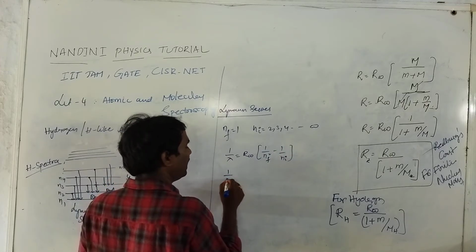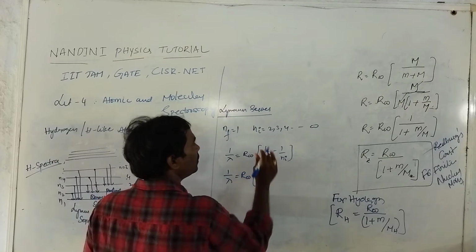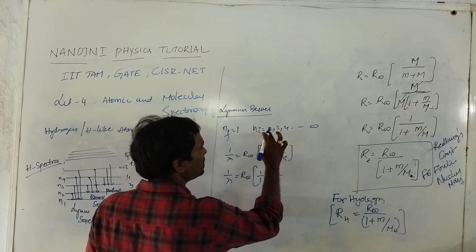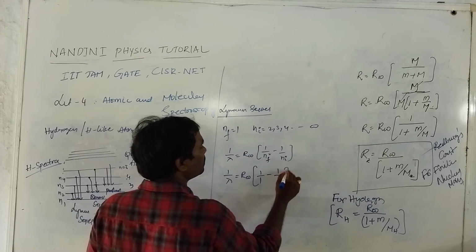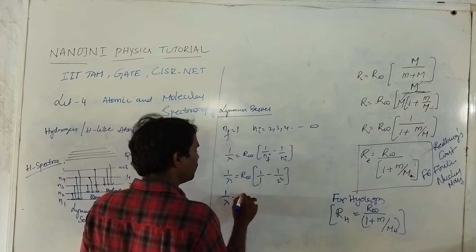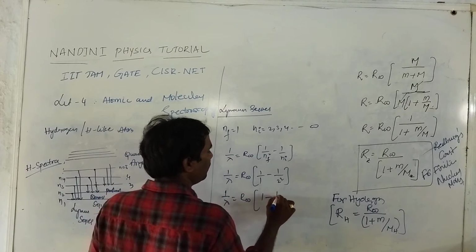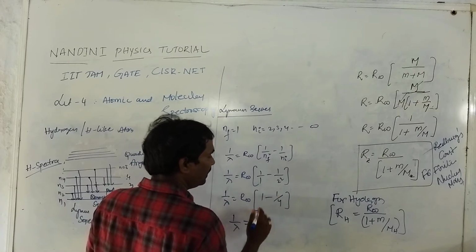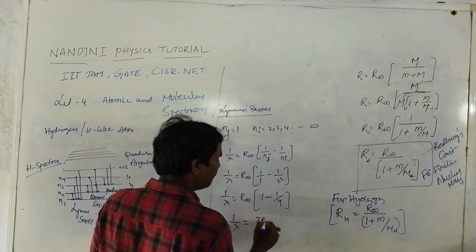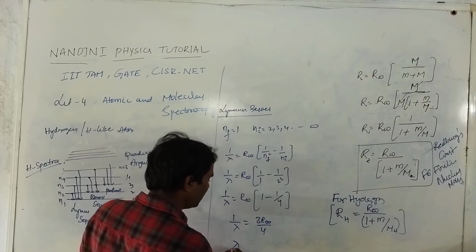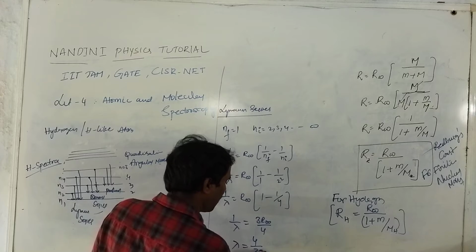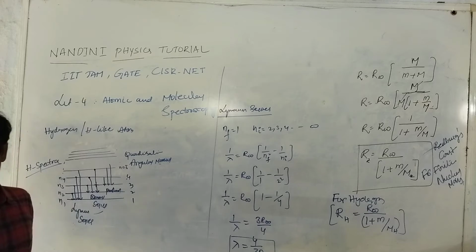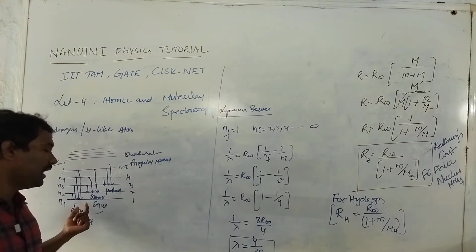So 1 by lambda is equal to R infinity into, simply substitute, 1 by 1 square, which is 1, minus 1 by 2 square, which is 4. So 1 by lambda is equal to R infinity into 3 by 4. This series starts from 4 minus 1, 3, 3 divided by 4, that is 3 R infinity by 4. So what is the wavelength? Lambda is equal to 4 by 3 R infinity. This is the emitted wavelength of this Lyman series.